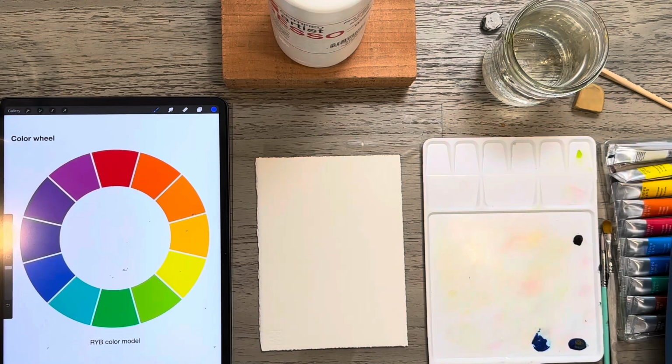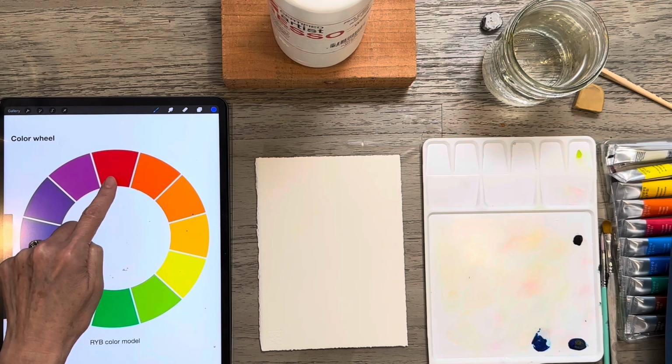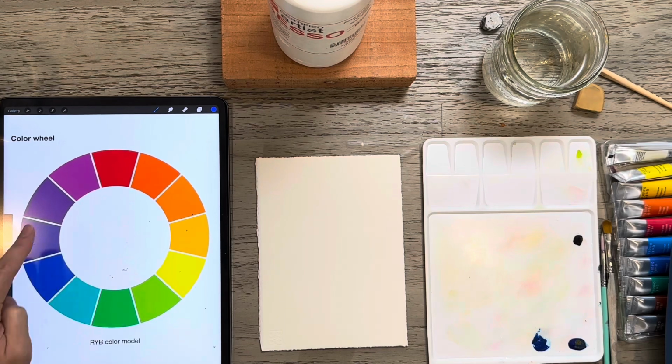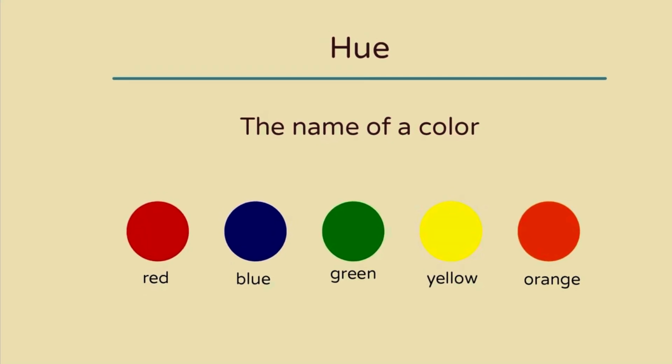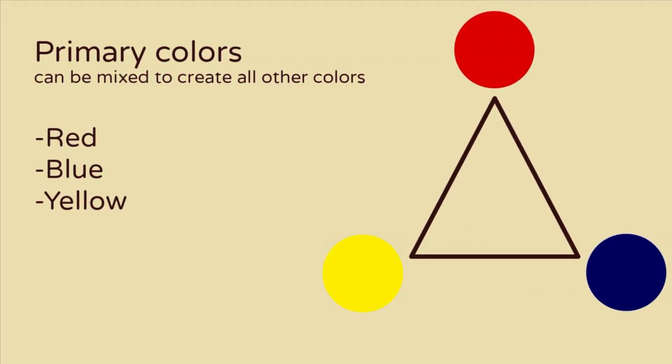Hi, good students. Today we are practicing mixing color with analogous colors and complementary colors. Let's review some of the keywords. Hue is the name of a color.